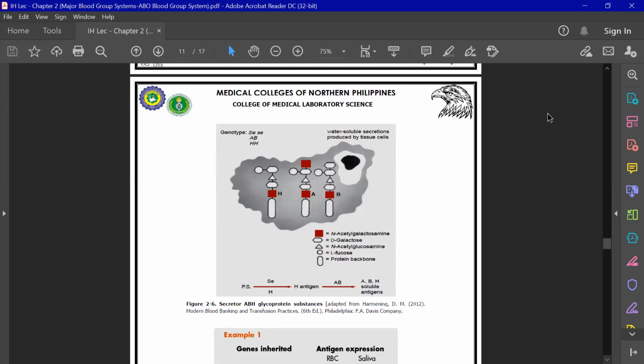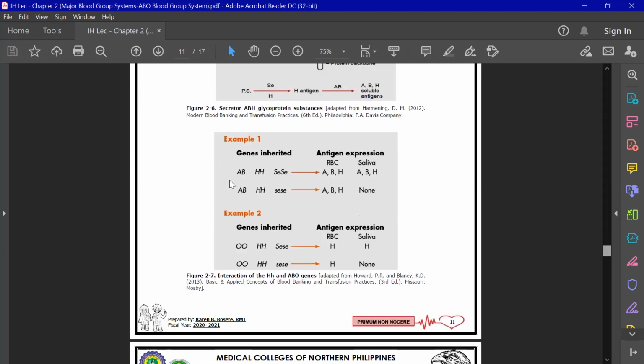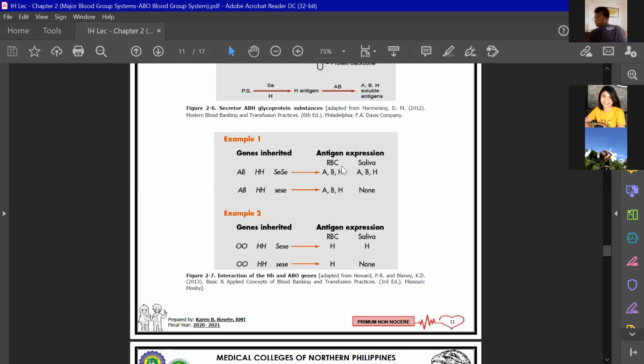Okay, let's proceed now. So we have here an illustration of the interaction of your H and your ABO genes together with your SE gene. So if the individual inherited these particular genes, we have your A and B genes together with the H gene. Tapos, na-inherit niya rin ang big letter SE genes, in a homozygous manner. So in the RBCs of this particular individual, we have your A antigen, your B antigen, and of course the H antigen.